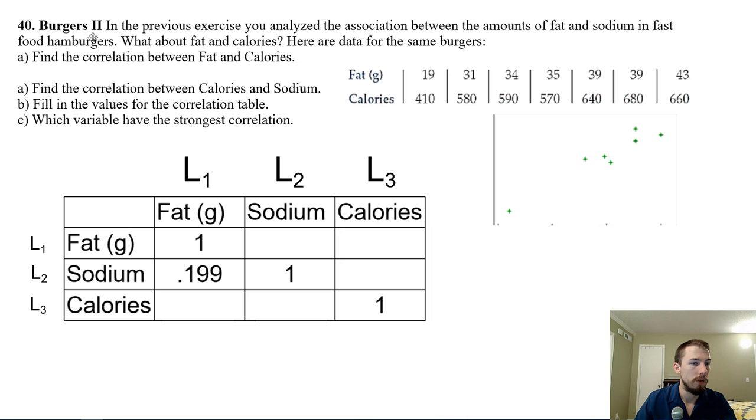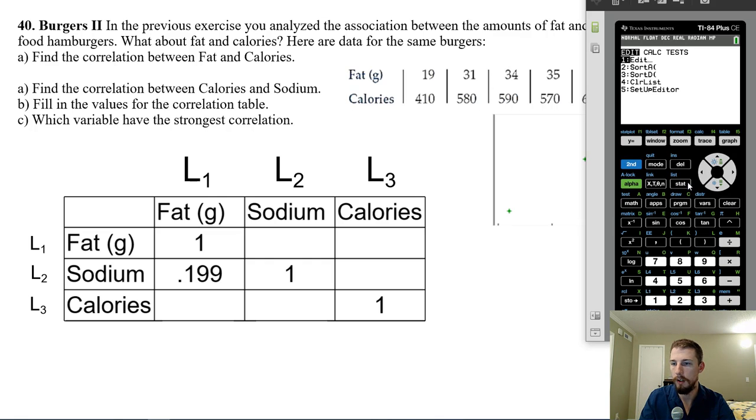All right, 40, Burgers number 2. In the previous exercise, you analyzed association between amounts of fat and sodium in fast food hamburgers. What about fat and calories? Fat content and calories, yeah, that's probably going to be pretty strongly tied together. Here's the data for the same burgers. I already put fat content in list 1, so now I'm going to put calories in list 3, as you can see here. So I'm going to do a correlation between 1 and 3 now.